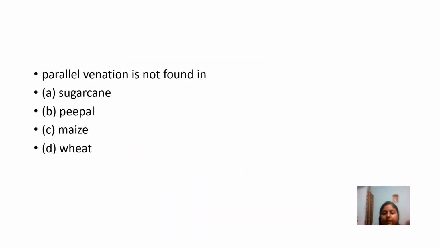Okay, now here is a question for you. Parallel venation is not found in sugarcane, peepal, maize or wheat. So what is the answer? Yes, the answer is peepal. I already told you that peepal leaves come under reticulate venation. In the peepal leaf the midrib is present, and veins are present side by side.